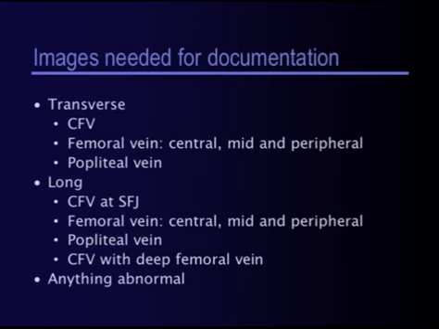We also obtain images of the popliteal vein in transverse, and then in the long axis view, we take representative images of the common femoral vein at the saphenofemoral junction to document the absence of thrombus in the greater saphenous vein near its confluence. Again, we obtain images of the femoral vein, the popliteal vein in long axis, and also the confluence of the common femoral vein with the deep femoral vein. Again, if there's anything abnormal, obviously we would like to document that with images as well.